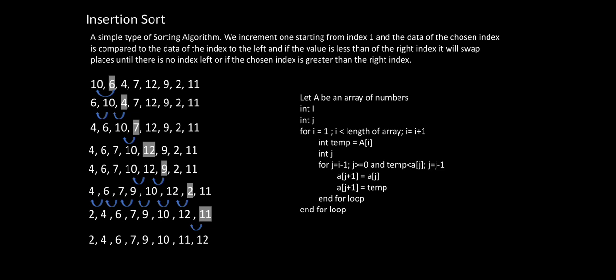And that is also the same. The process will go on the same with 2 and 11. And we have the sorted output of the array 2, 4, 6, 7, 9, 10, 11, 12. And here is the pseudocode. Like the same, let A be an array of numbers. So we can initialize I and J. And here we have, so this is also a nested loop.